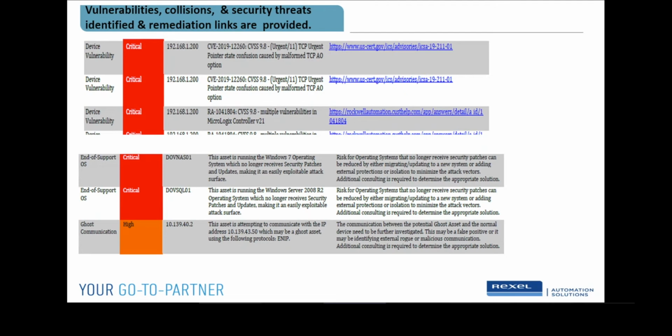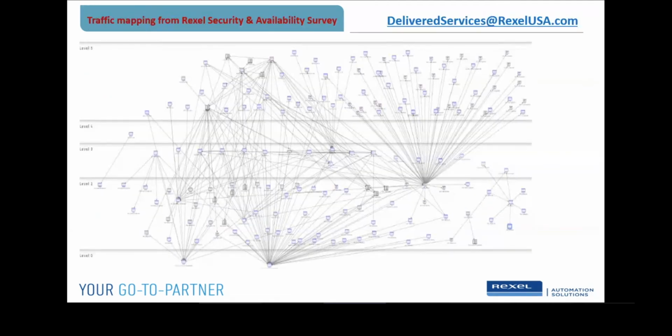And for some customers, this deliverable provides the first glimpse into what that network actually looks like, what the traffic is doing, talking with, and how data is actually flowing. This map can be a very beneficial graphical representation for implementing VLANs or segmentation within the control system network.